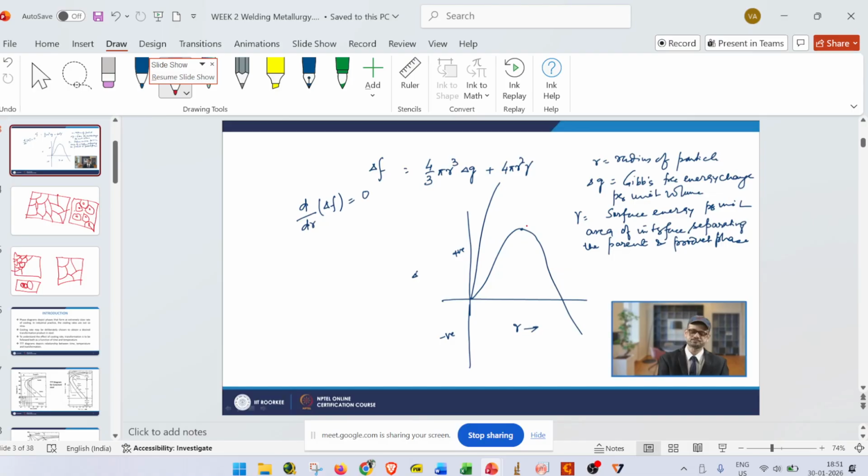Once it has started reaching here, only then will it start to cool down. I mean, it will start growing nucleation. If it has not reached the critical radius, there is a high chance it will dissolve and convert back into the liquid state, because that is the lower energy state compared to this radius.